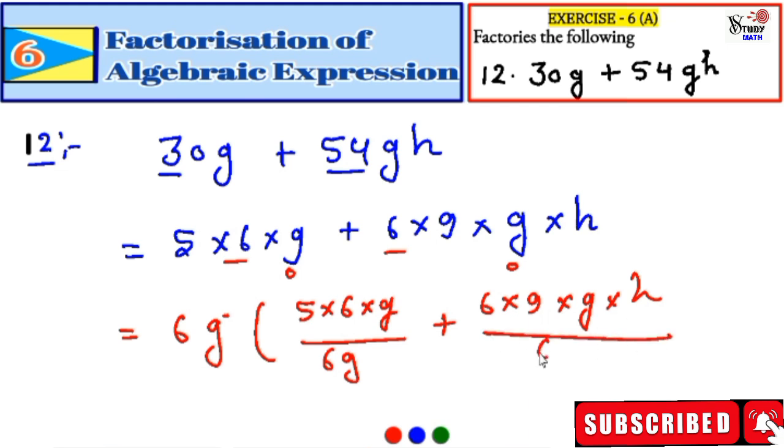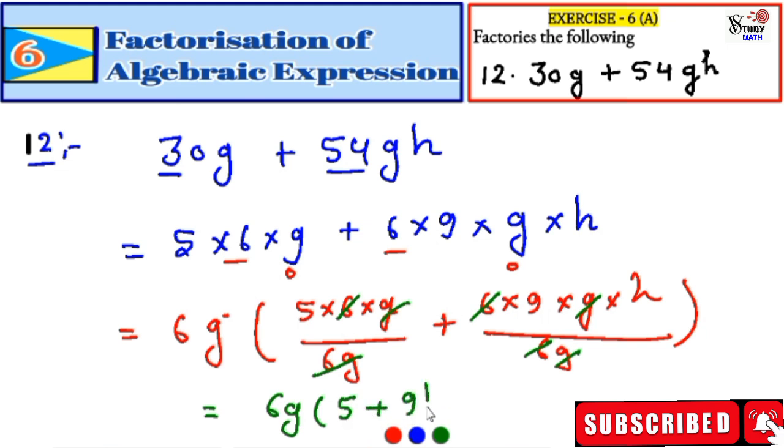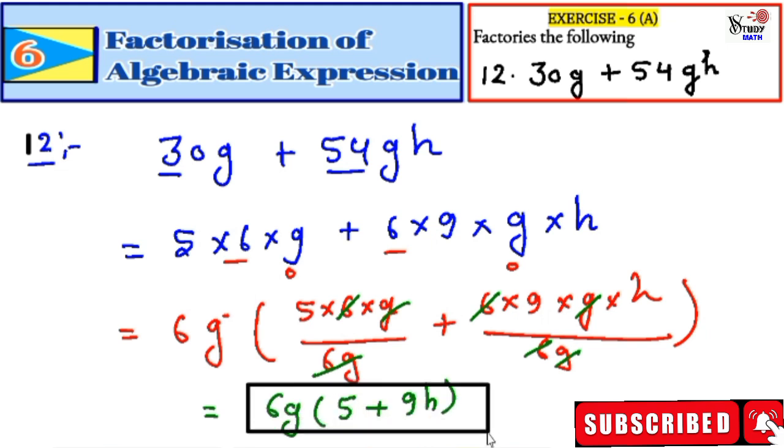Now divided by 6g. After this calculation, this g cuts this g, and this 6 cuts this 6. This 6 cuts this 6 one time, and this g cuts one time. So what is remaining? We have 6g times 5 plus 9h, and this is the final answer of this problem, dear students. This is the final answer of this problem.